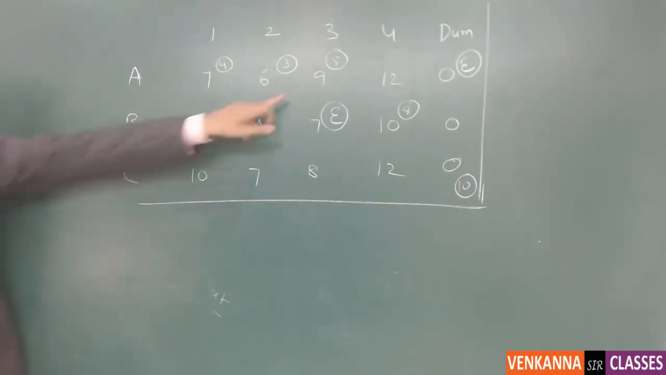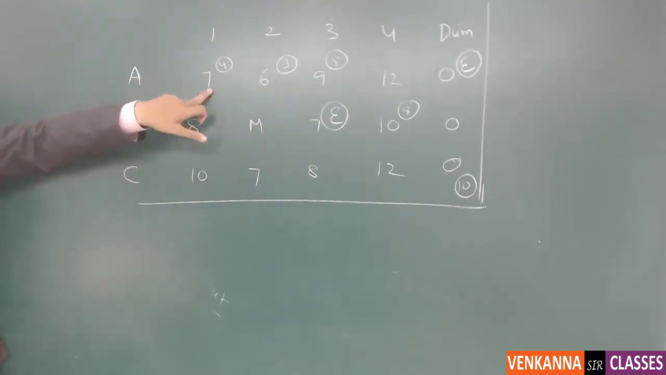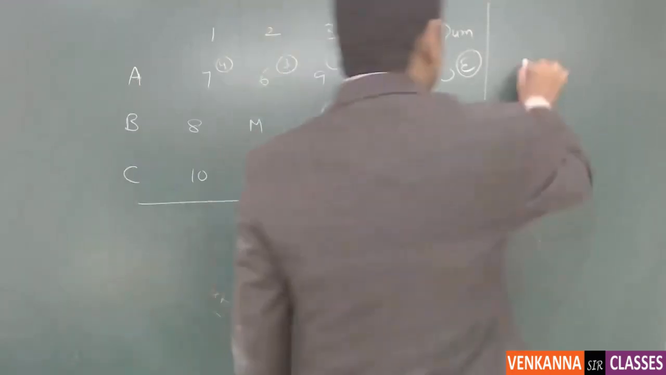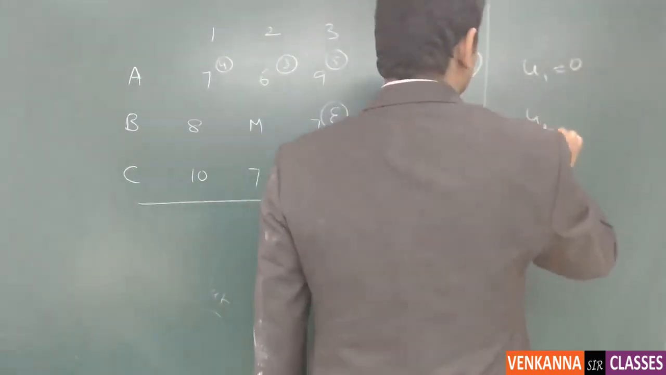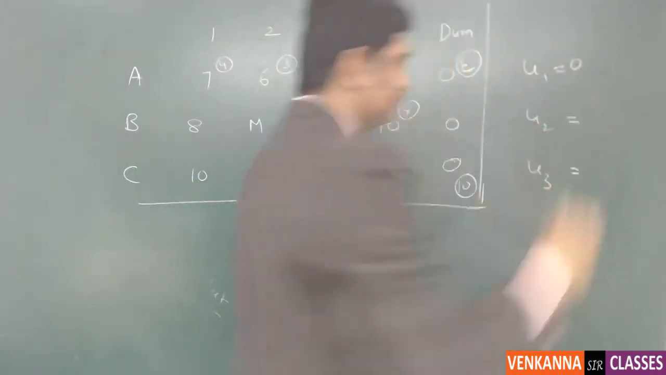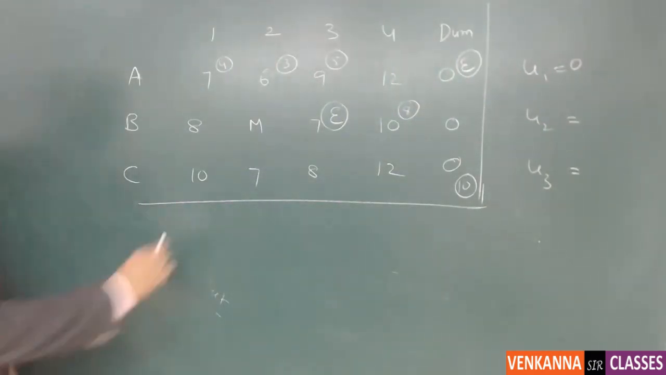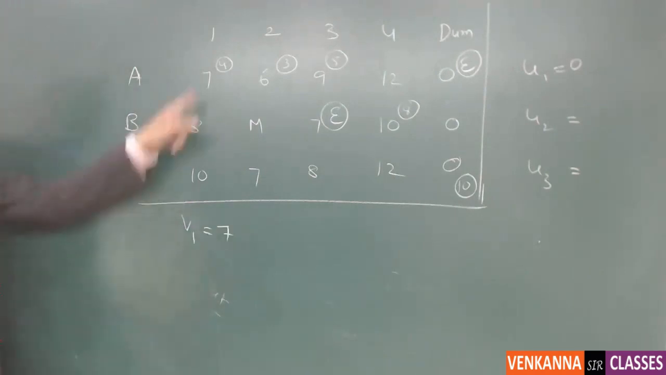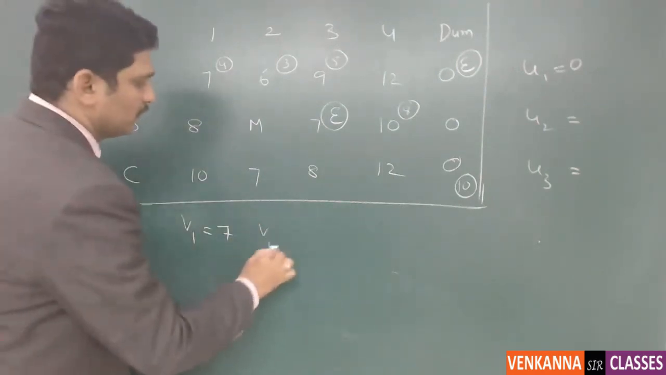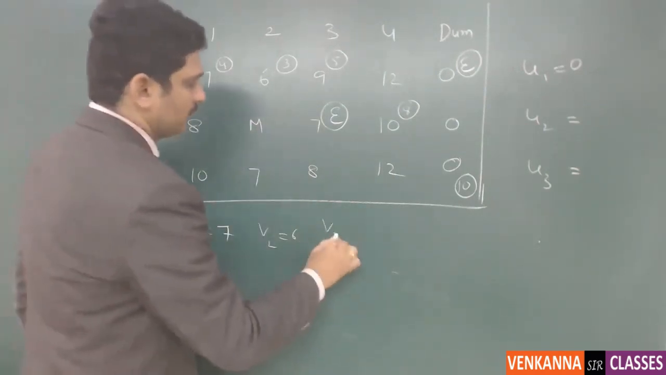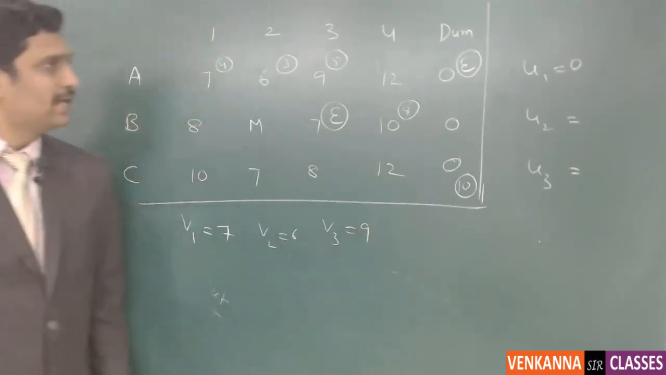Since there are so many allocations here, generally we put a 0 there. So let us take u1 is equal to 0. Corresponding column values, you can take from this. v1 is equal to 7 because this is the basic cell. v2 is equal to 6. v3 is equal to 9.